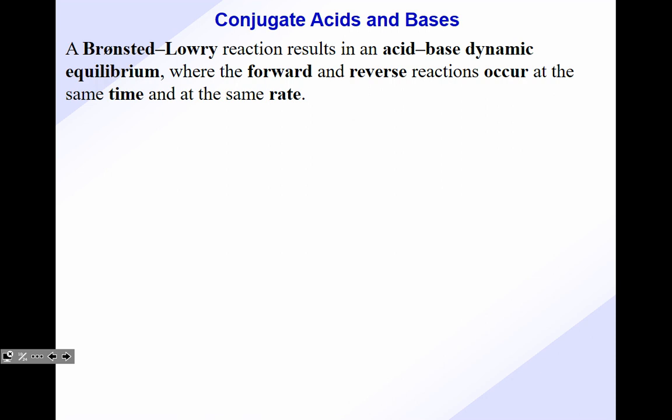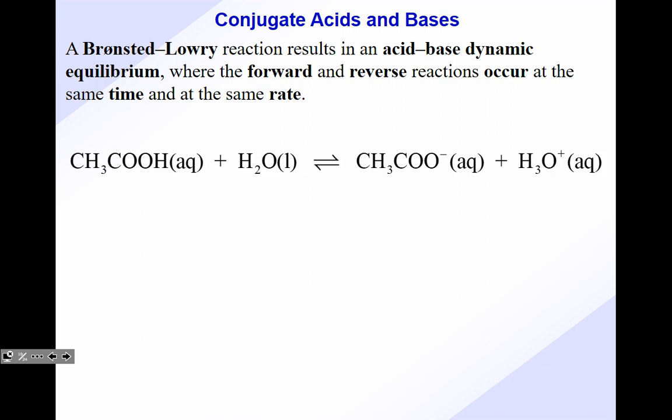All right, so let's talk about what a conjugate acid and a conjugate base is. You did kind of get a little bit of this when you did Chem 20. Maybe your teacher talked a little bit about a conjugate acid, conjugate base. I do a little wee bit, but it probably falls out of your brain, right? A Brønsted-Lowry reaction results in an acid-base dynamic equilibrium where the forward and the reverse reactions occur at the same time and at the same rate. What the heck does this mean? Don't even sweat it. You're going to see how not difficult this is.